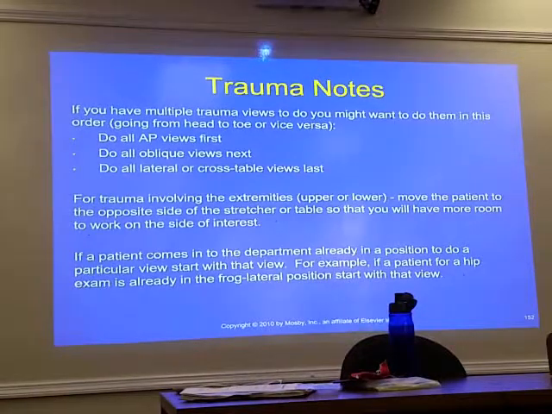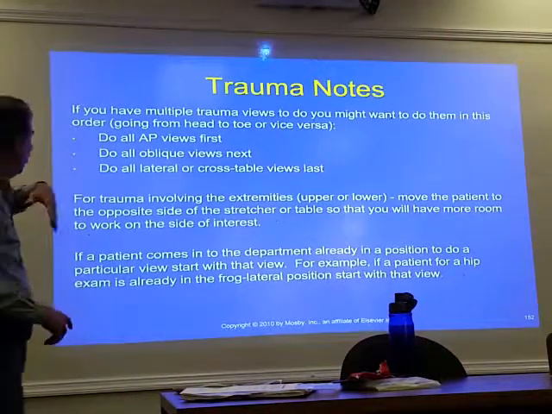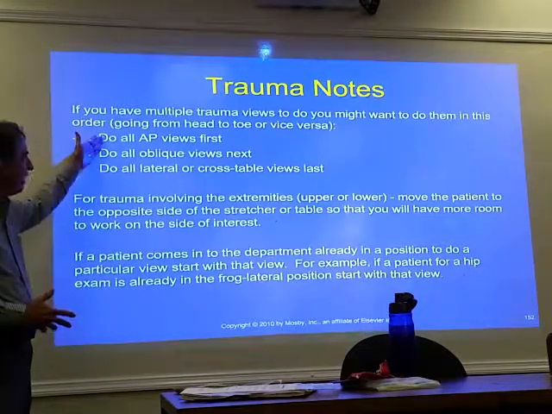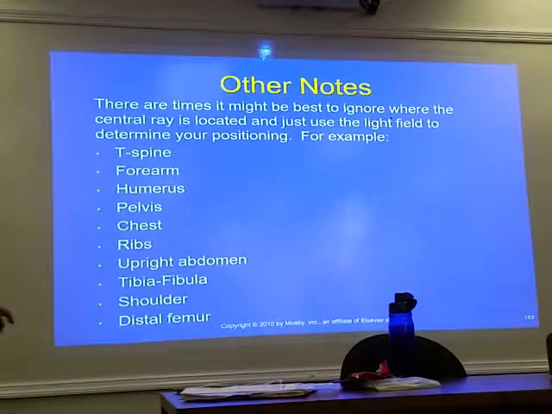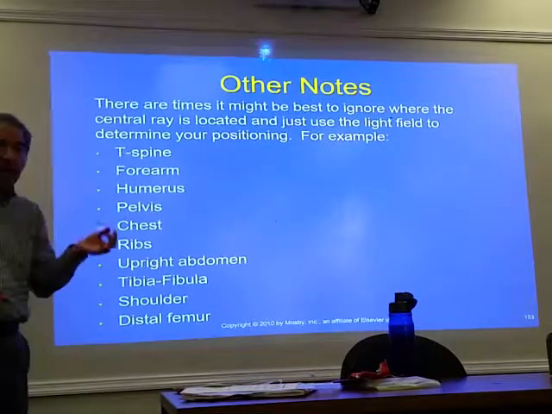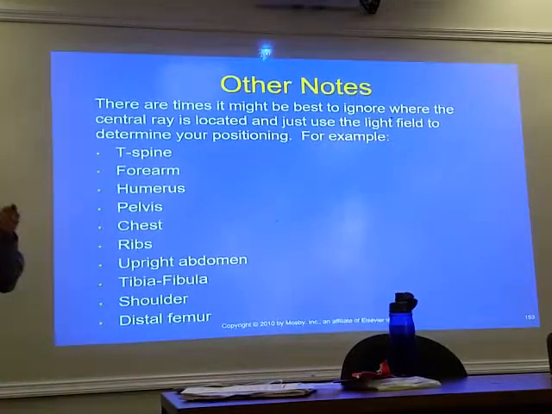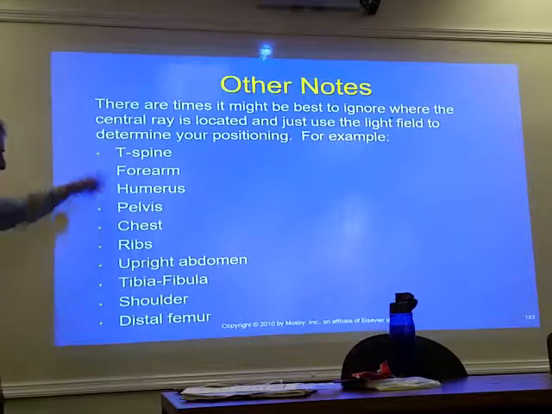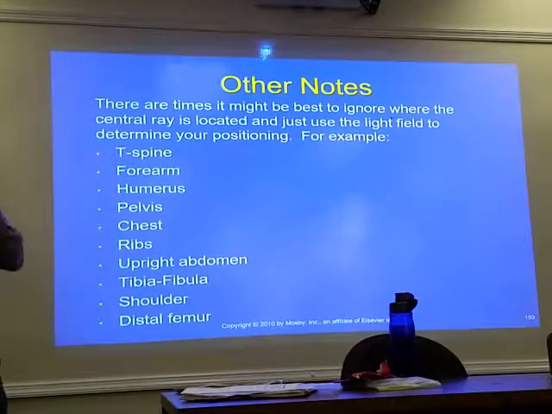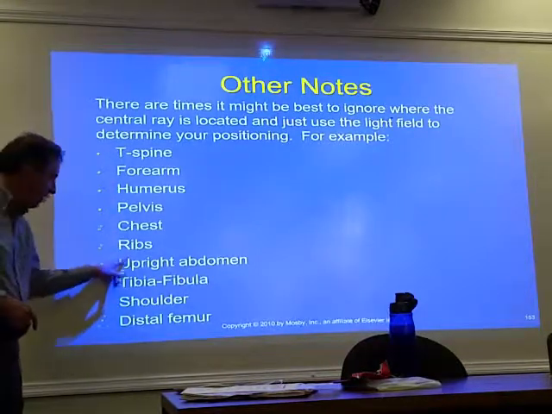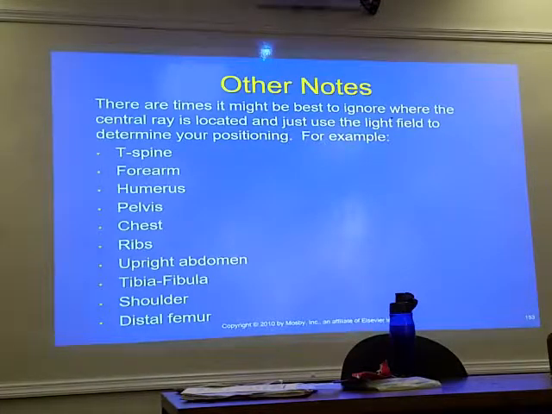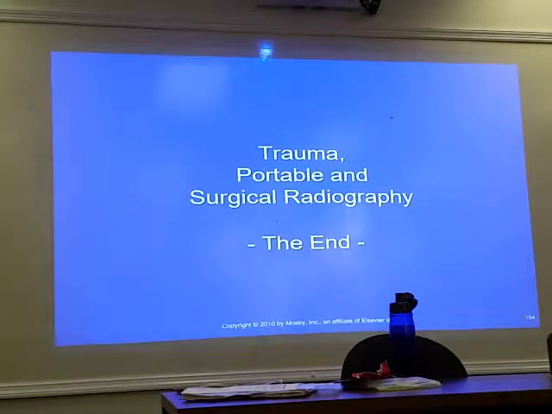I just want to mention, of course, with trauma, if you have multiple traumas, just do all your APs, then do your obliques, then do any laterals or cross table laterals. And I had mentioned this a number of different times: the book talks about central ray, but a lot of times the central ray will really throw you off, okay? Here are a lot of examples of when you do an exam where I don't know if I would bother using the central ray. Again, using the light field on a lot of these is a whole lot better than using central ray. That's from my experience. So there's a number of those there, and that's it.